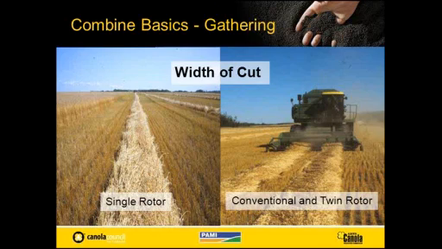Now, conventional and twin rotor combines prefer a wider or double windrow, and basically they're just utilizing the entire working area that's available to those combines.